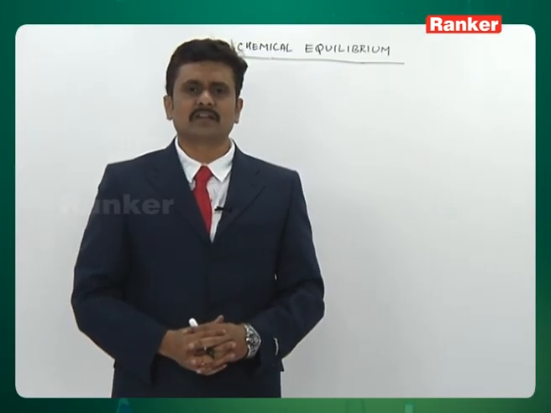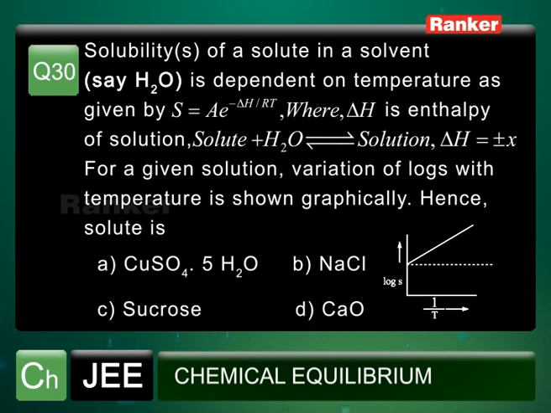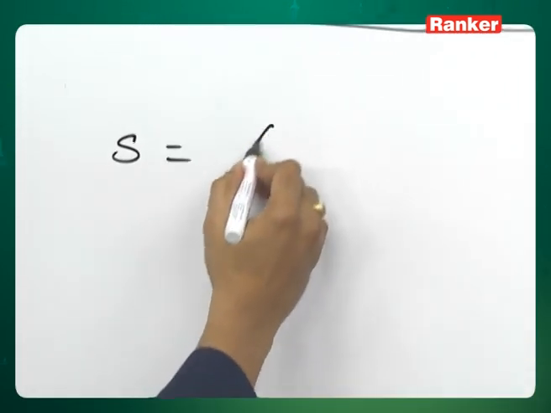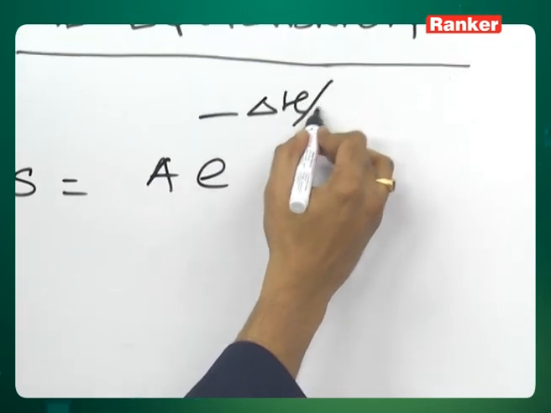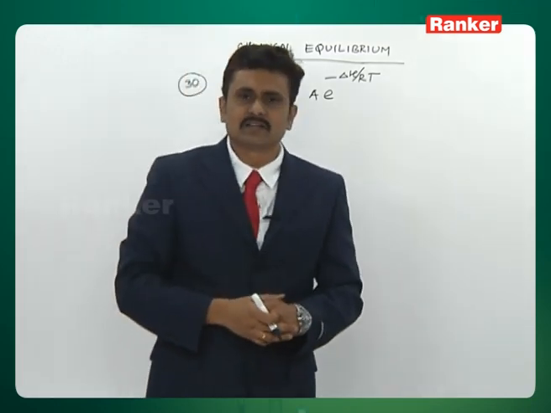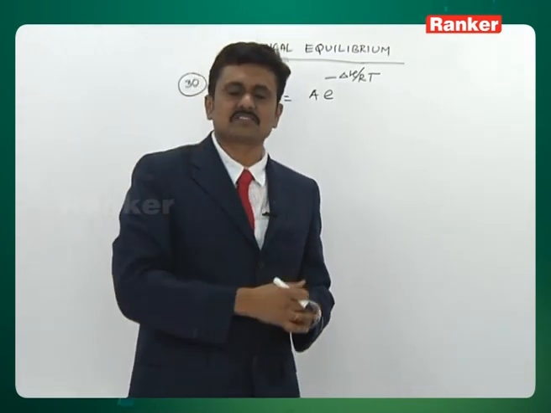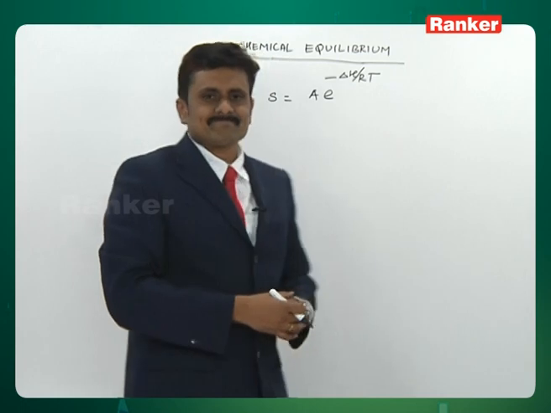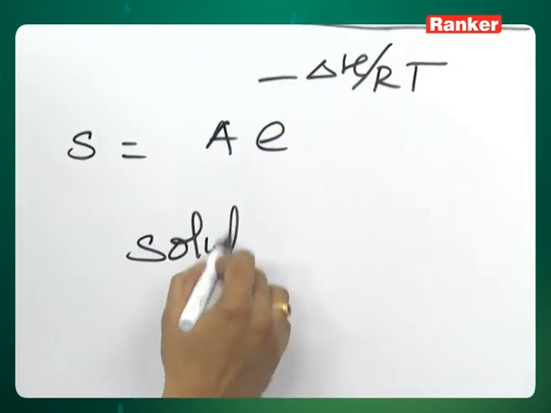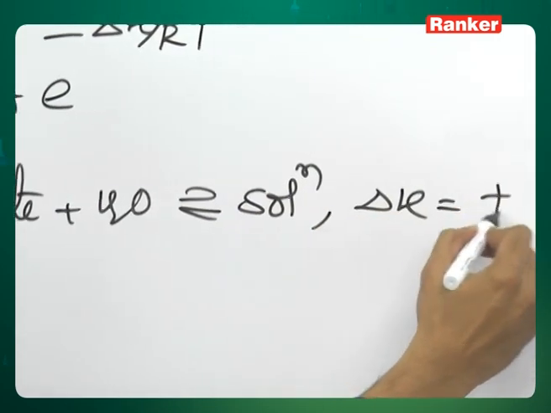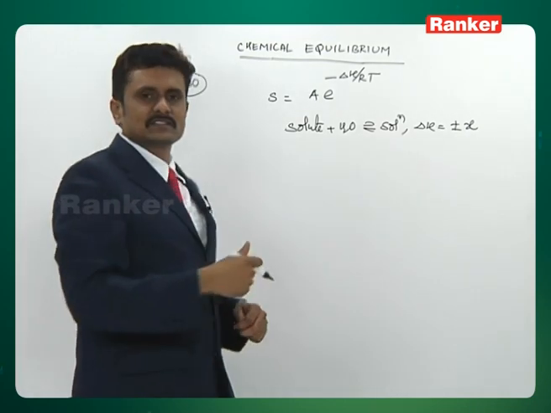The solubility of a salt in a given solvent, say H2O, is dependent on temperature as given by the expression S is equal to some constant A into e power minus delta H upon RT. It is something like the equilibrium constant depending upon the sign of delta H, where delta H is the enthalpy of the solution. That means the heat released or gained when a particular solute is dissolved in a given amount of solvent. Then this solute, when dissolved in water, as we all know, could be exothermic as well as endothermic. That means heat may be released or gained.